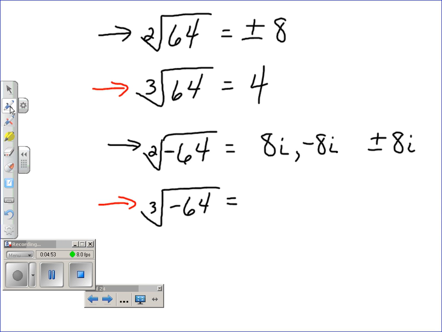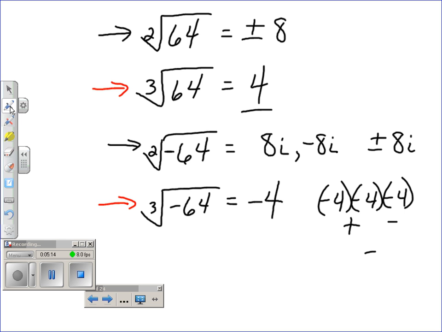The only answer on the cube root of negative 64 would be negative 4, because the only way that you can get negative 64 is by multiplying 3 negative 4s together. 4 times 4 is 16, times another 4 is 64. Negative times negative is positive, but times that other negative gives us a negative. All right, and change this answer up here if you were taking notes. That's a 4, not an 8.